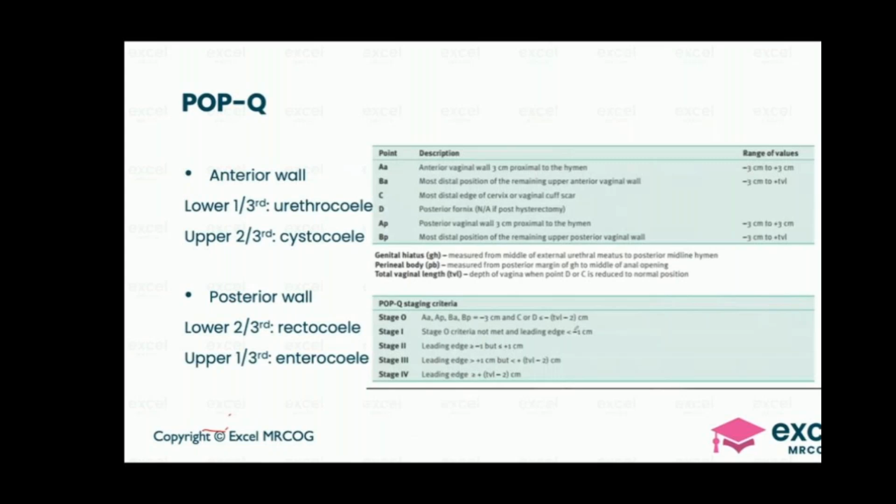And they may ask you the staging. Stage 0 means there is no prolapse at all. Every point is in a normal state. So AA, AP, BA, BP are all at -3. C and D are higher up. Stage 1 means it comes down, but the lowermost limit of the prolapse. So this is stage 0, say, and this is the hymen. Now what is stage 1?